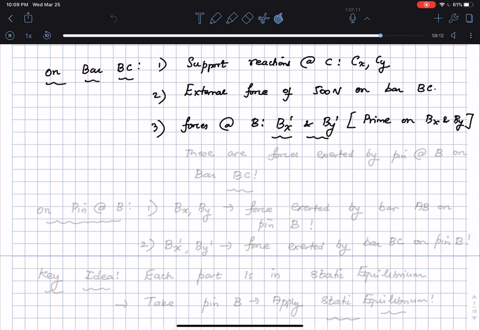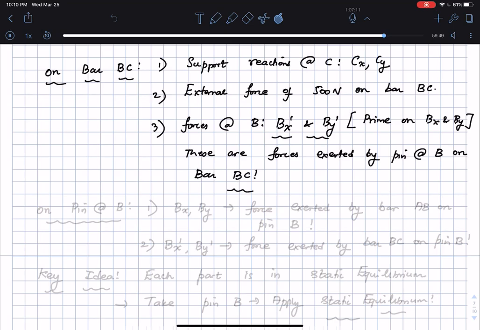Okay, these are the forces exerted by the pin at B on bar BC. These are Bx prime and By prime. And once again, I just want to point out that we call them Bx prime and By prime because we are not sure if Bx is the same as Bx prime and if By is the same as By prime when we start the problem. But if we eventually find out that they are the same, then well and good. So these are the forces.